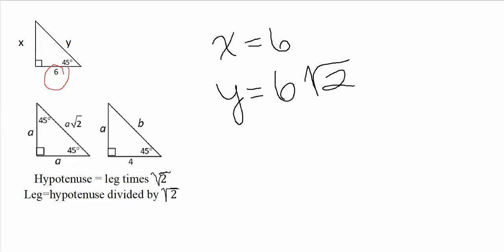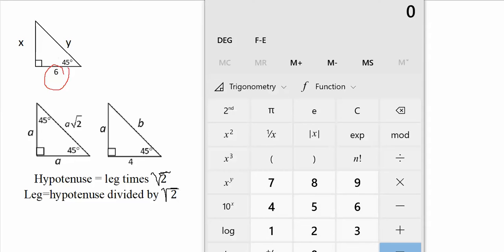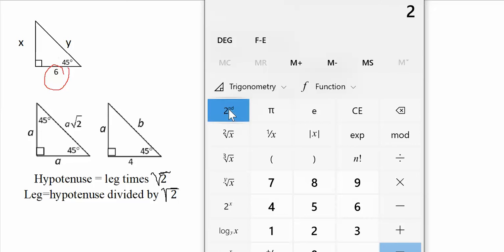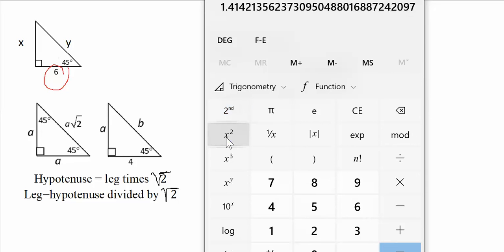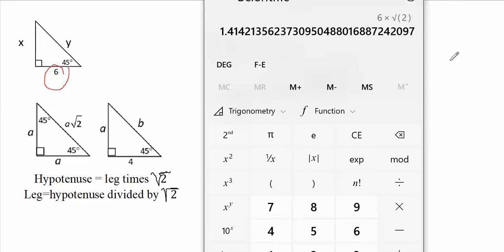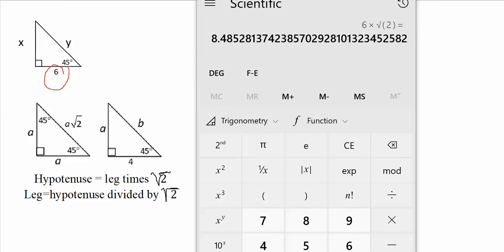Again, many books might leave your answer as this. I want to go ahead and change this into a decimal using your calculator. So using the calculator on my computer, I will do 6 times, and then to get the square root, I have to go second. Then my square root comes up. You can notice at the top, it now says 6 times the square root of 2. You have to hit equals. 6 times the square root of 2 is 8.485. We're going to round our answer to 1 or 2 decimal places. In this case, I would say 8.5.